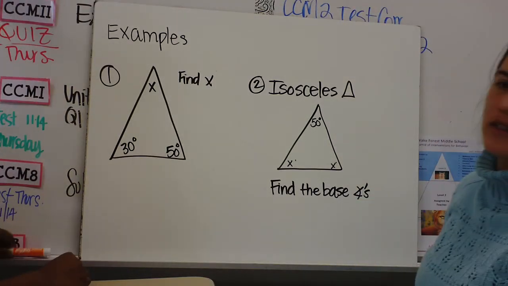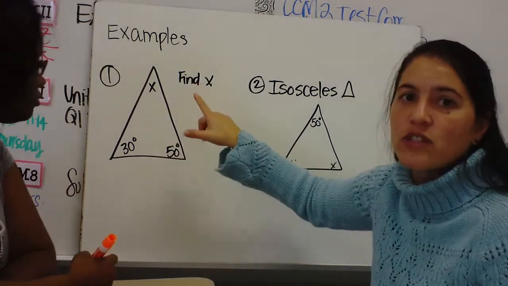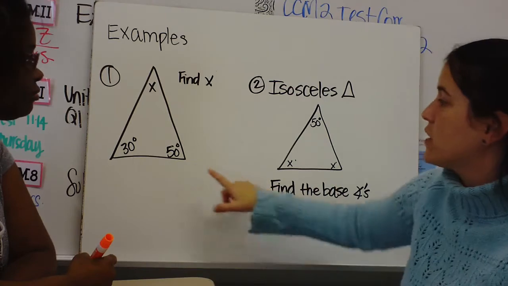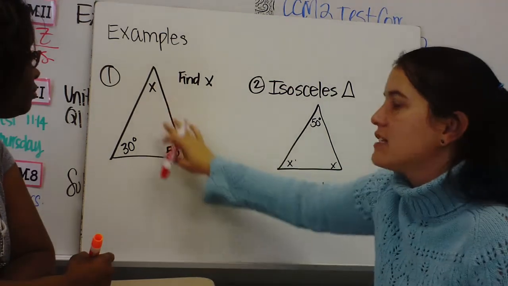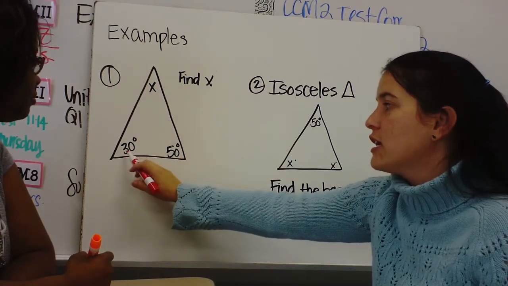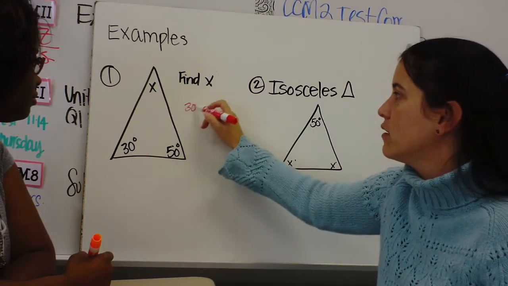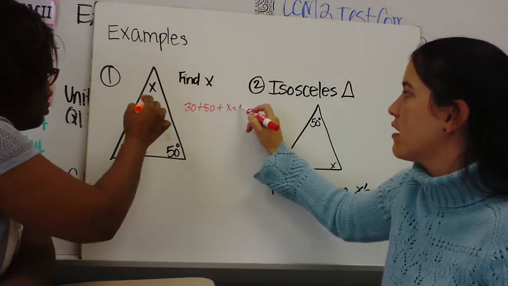Alright, so here's some examples. Number one, we have a triangle and it says find x. So we're going to use the first theorem that Ms. Barnes was talking about. We know that the sum of all three is 180. So we know that 30 plus 50 plus x is going to give us 180.